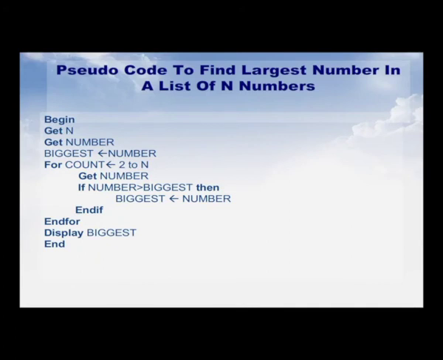That is taken care of by the if then end if block, and this construct is repeated n times. After n times we come out of it, and whatever is left in biggest is the biggest of the n numbers we got from the user. Hope you have understood writing the pseudocode using various constructs.